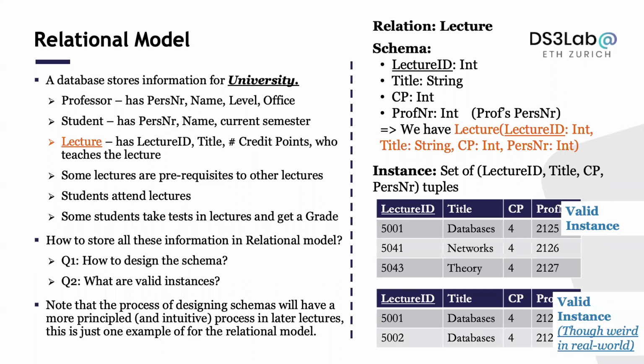And similarly, you can have an instance that looks like this. If you look at this example, we put it here for a reason. This example might look a little bit weird, right? Because if you think about what this instance really tells you, it tells you that I have the database course appearing twice. They have different IDs. I have one database course with 4 credit points taught by Professor 2125 with lecture ID 5001. I have another database course with the same credit points taught by the same professor with a different lecture ID.